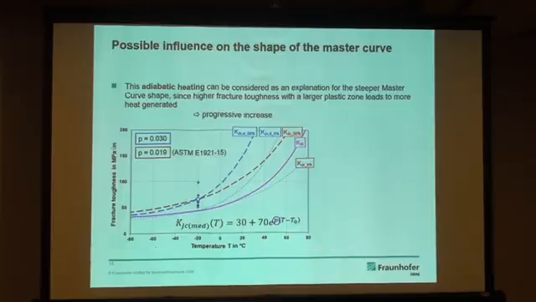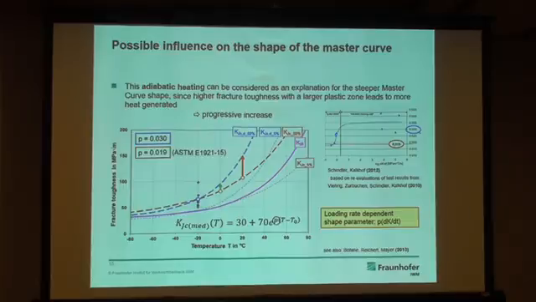What that heat could do to the master curve is that it leads to a progressive increase. Basically, the higher the fracture toughness, the larger the plastic zone, which then leads to more heat generated. So you've got a progressive increase of the actual curve. This can be described with a different shape parameter P. Instead of using just 0.019, we can use, for example, 0.03, which would give us a steeper master curve.